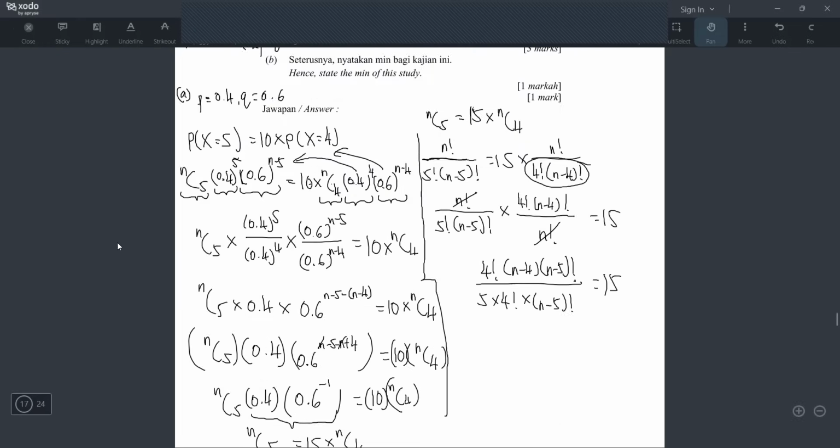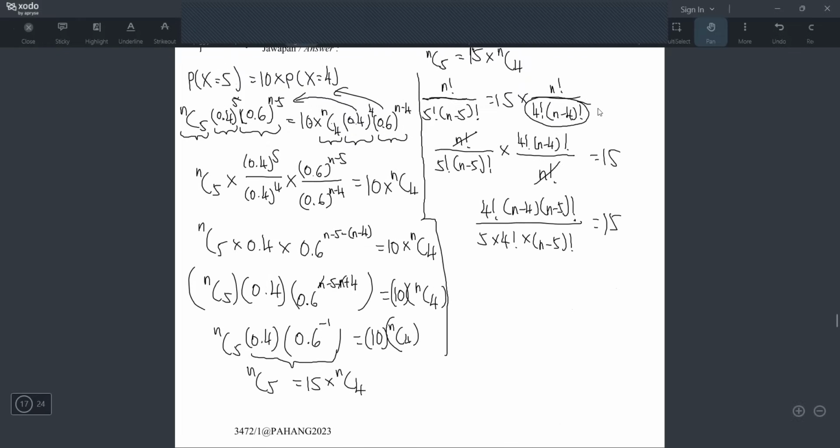Because the formula, let's write the formula one more time here. n factorial is actually n times (n minus 1) factorial, right? So imagine if your n is n minus 4. What happens here? It will be (n minus 4) factorial equals (n minus 4) times (n minus 4 minus 1), which is n minus 5. That's why I write it like this.